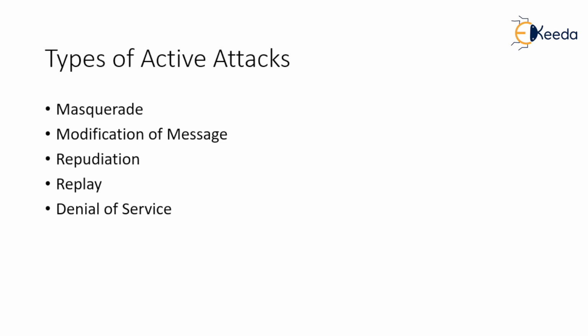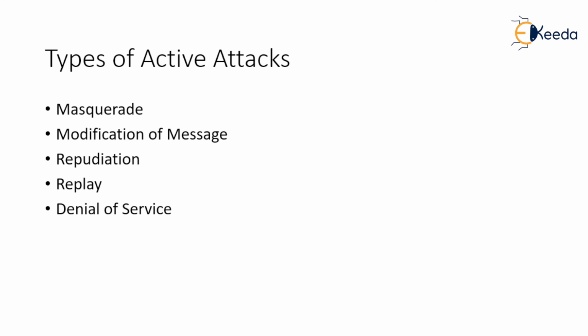Now, what is masquerading? A masquerade attack takes place when one entity pretends to be a different entity. It is one of the different forms of active attacks, wherein generally a third person pretends to be the first person. That means an unauthenticated person can sometimes pretend to be an authenticated person to transmit messages. Second is modification of message. In this type of attack, some portion of a message is altered, or the message is delayed or reordered to produce an unauthorized effect. For example, a message meaning "allow John to read confidential file X" can be modified as "allow Smith to read confidential file X".